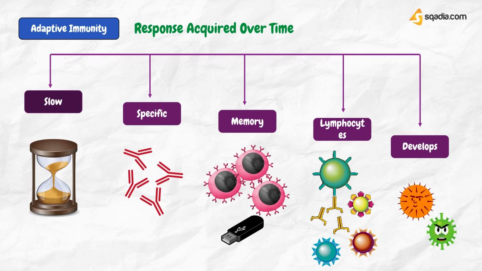Adaptive immunity is also known as acquired immunity. It is specific, has memory, and acts against pathogens with the help of lymphocytes. Adaptive immunity is an immunity that occurs after exposure to an antigen, either from a pathogen or a vaccination.